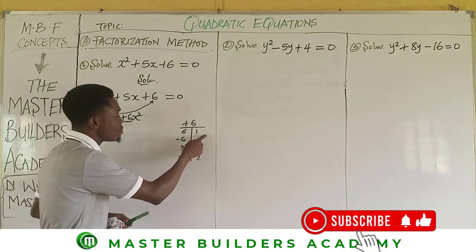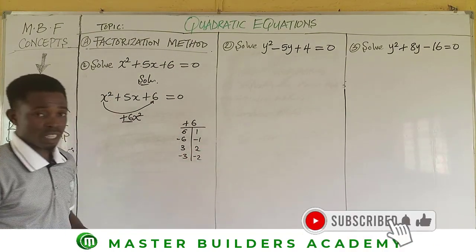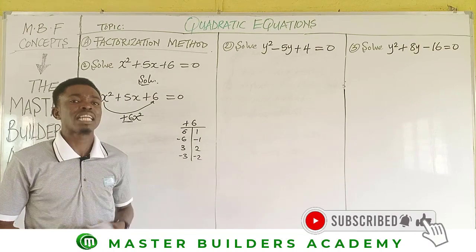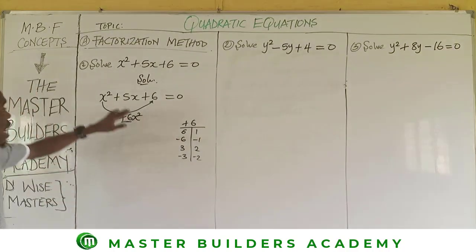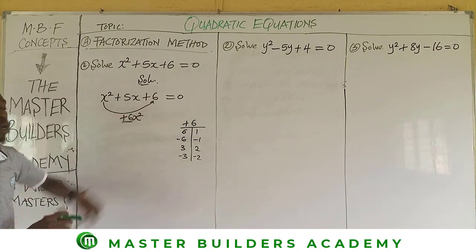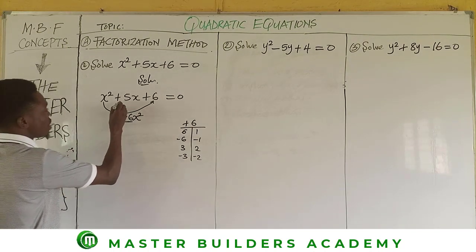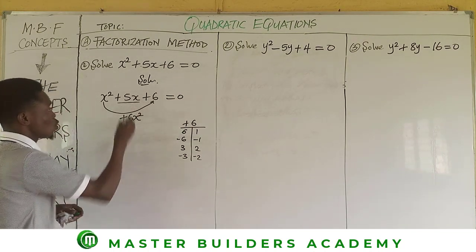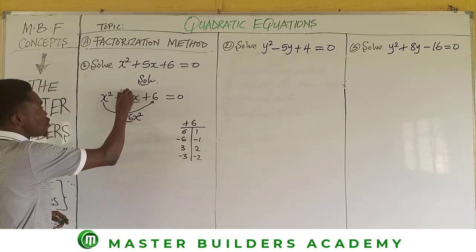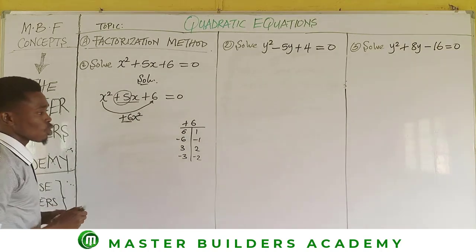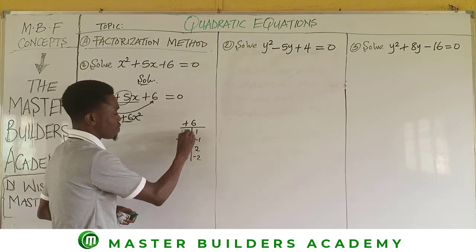But we will not be using all of these factors here. No, we are only going to make use of one. And the one we will go with is controlled by what? The middle term of the given equation. So when we come to the middle term here, the middle term is plus 5x. Is that correct? So we will look out for the summation of any of these that will give us plus 5. So all I just need to do now is to add up these factors.